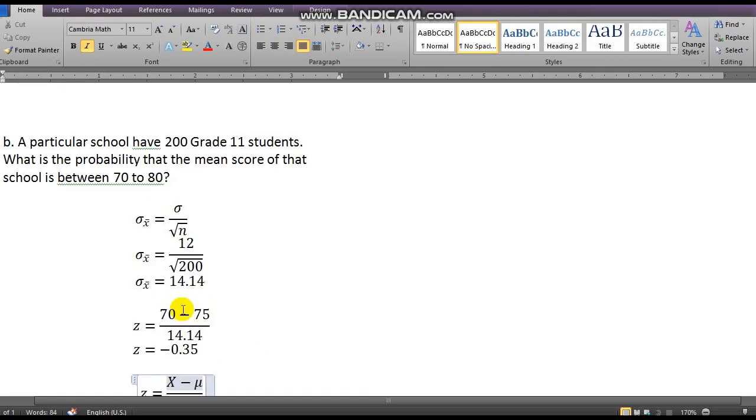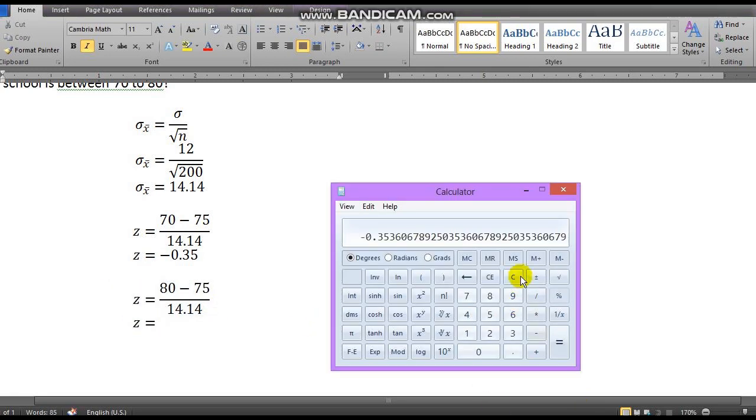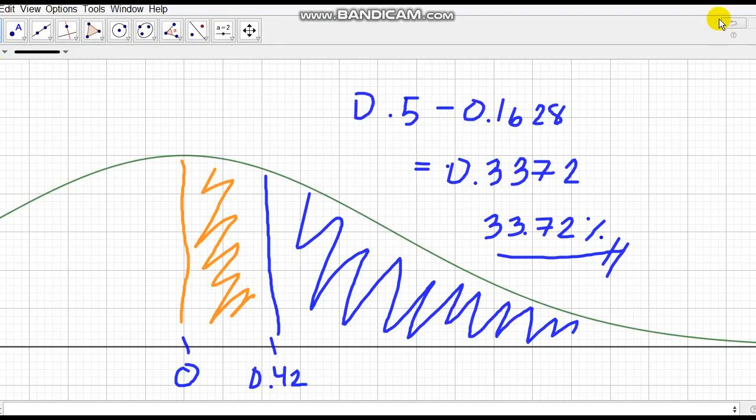Next, we have the score of 80, minus 75, divided by the standard deviation, which is 14.14. So z is equal to 80 minus 75, that's 5, divided by 14.14. That's 0.35 as well. So we are looking for the area between negative 0.35 and 0.35. Let's solve for that.